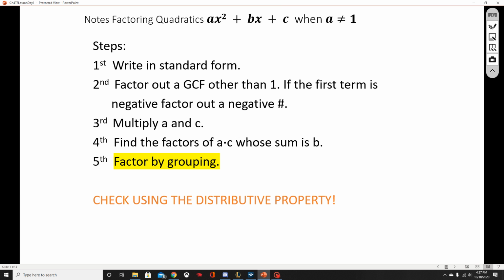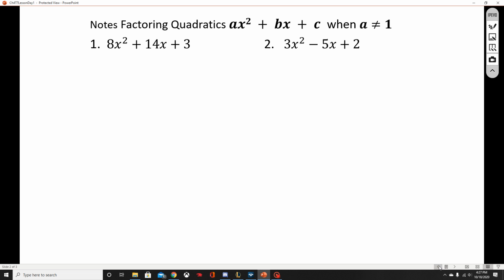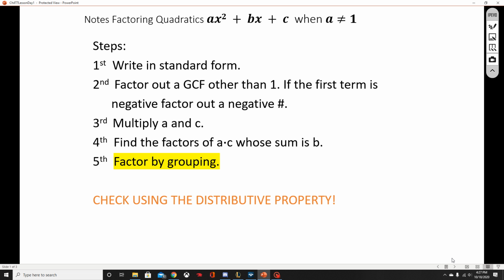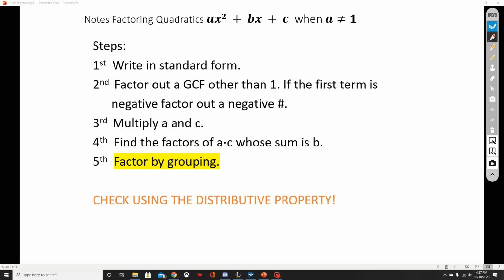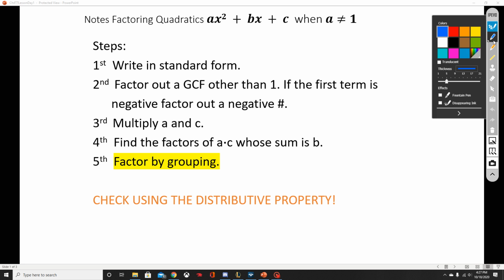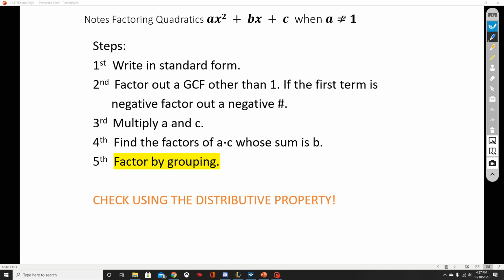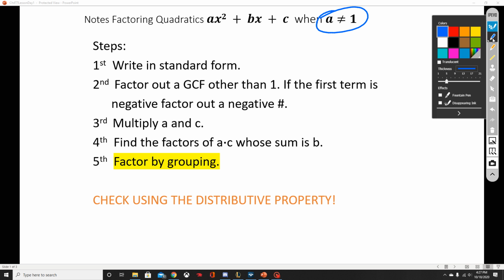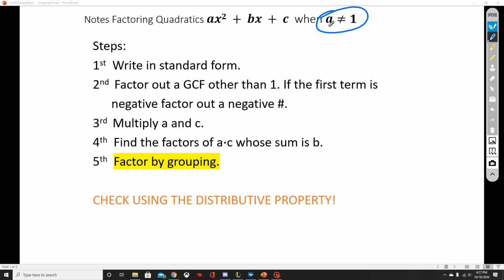Alright, so before we saw how to factor a polynomial or a quadratic in the form ax squared plus bx plus c, and we saw how to do it when a was 1. But today we're going to be looking at how to do it when a is not 1. So in other words, when a is anything besides 1. It's still going to be in this form, but the a is not going to be 1, which means we follow all of the same steps.